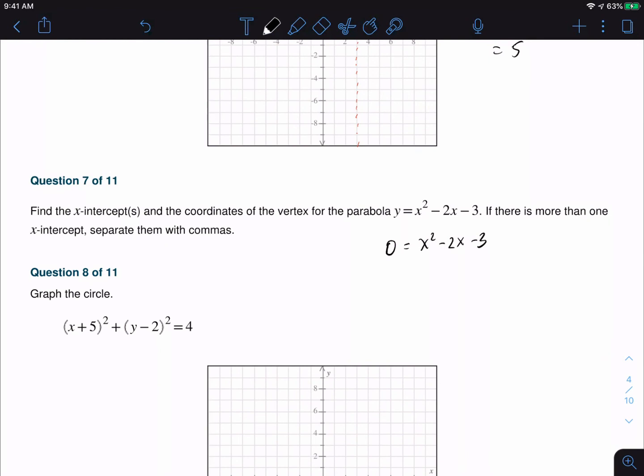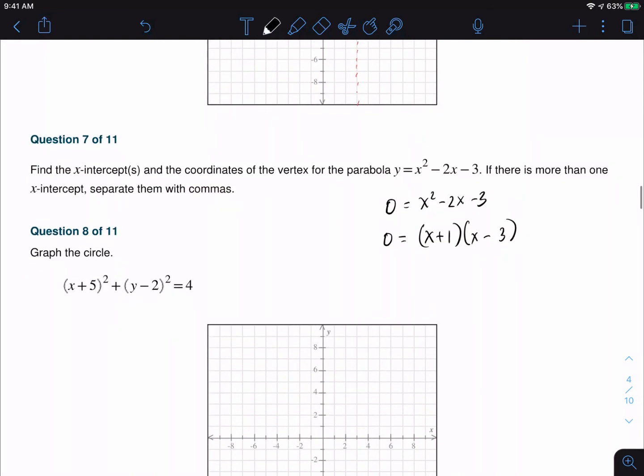And here it becomes advantageous to be able to factor. Now let me know if you have an issue with factoring. I can help you with that real quick. But this is just going to be this. Does anyone need me to demonstrate how I get that? No? All right, cool.